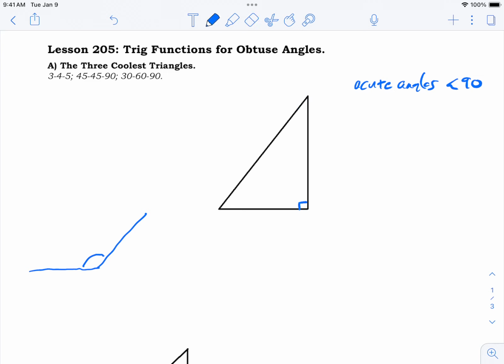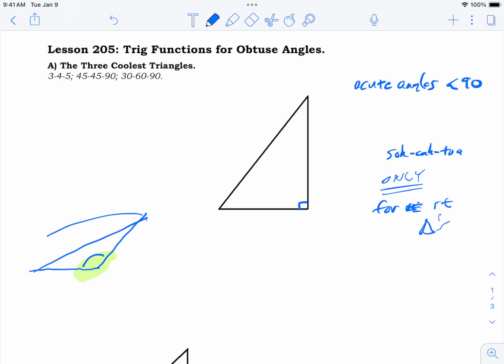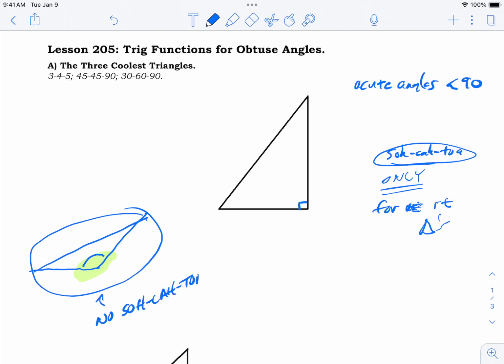Our mission today is to define trig functions even if you can't make a right triangle out of it. Now remember, this whole SOHCAHTOA stuff that we've been playing with only works for right triangles. RT for right triangles, which means if we have an obtuse angle like this one, please don't even think about using SOHCAHTOA on this thing. No SOHCAHTOA. Don't use Pythagorean theorem for that matter, okay?